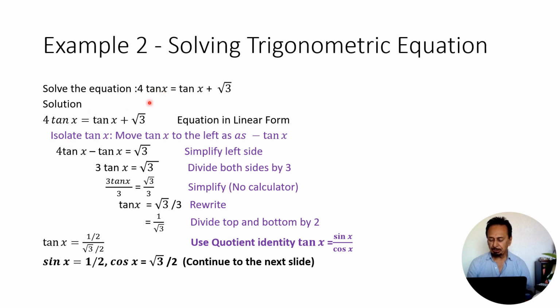Example 2. Solve the equation 4 tan x = tan x + √3. Now start with 4 tan x = tan x + √3, and this equation is again in linear form because the exponents of tan x are 1. So we move the tan x to the left side, and we get 4 tan x − tan x = √3. We can subtract these two, we get 3 tan x = √3. Now divide both sides by 3, and we get tan x = √3/3.